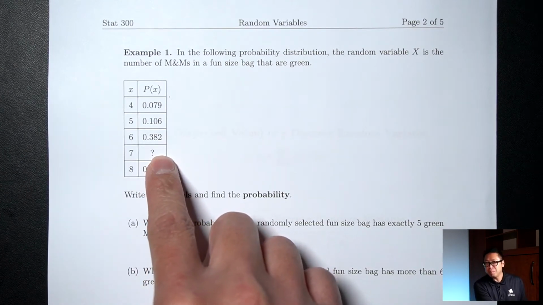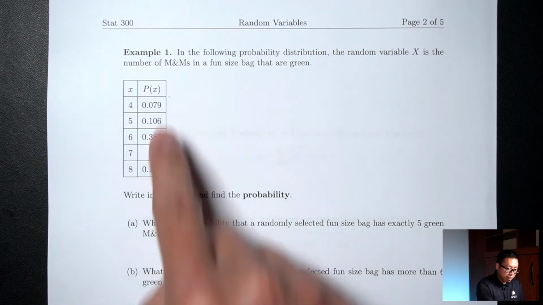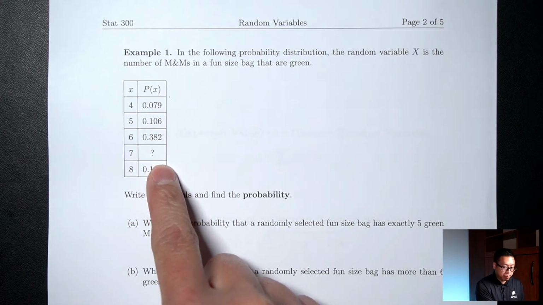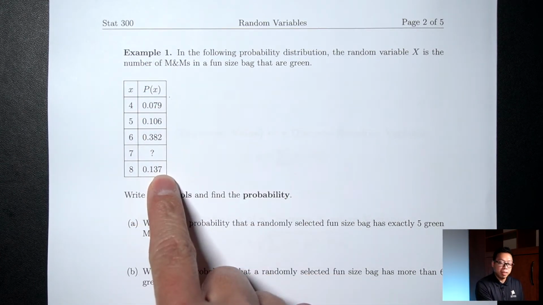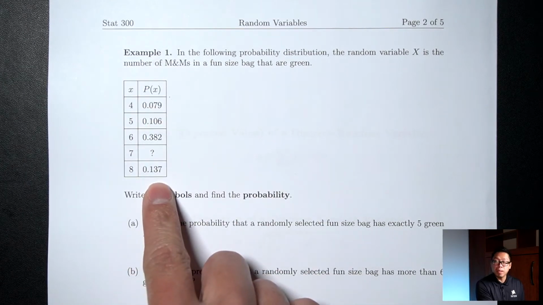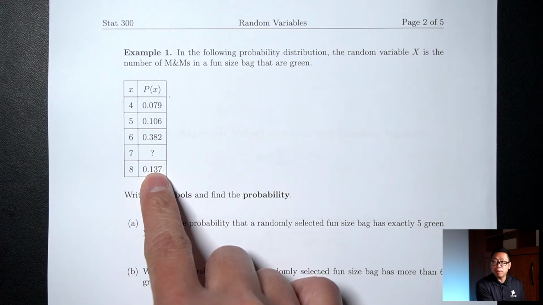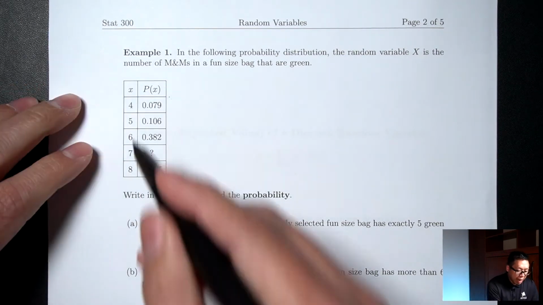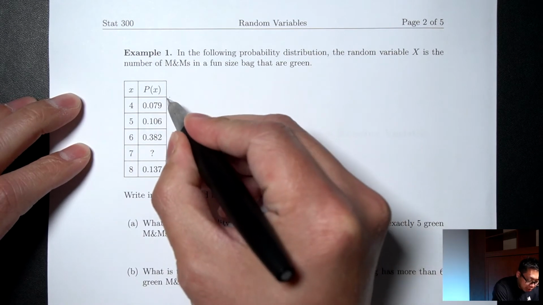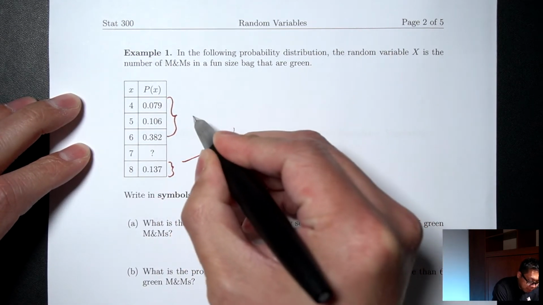How do you find this missing probability? Well, what do you know about the probabilities? You know, 1, that they should always be between 0 and 1. And 2, they should add up to what? They should always add up to 1. So find the missing number so that all the probabilities add up to 1. And I think the easiest way to do this is to just add up what you have so far. So add up all of these together.